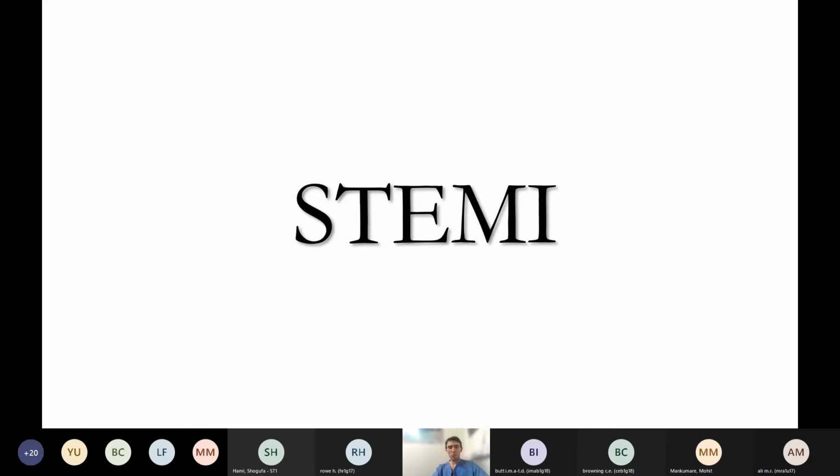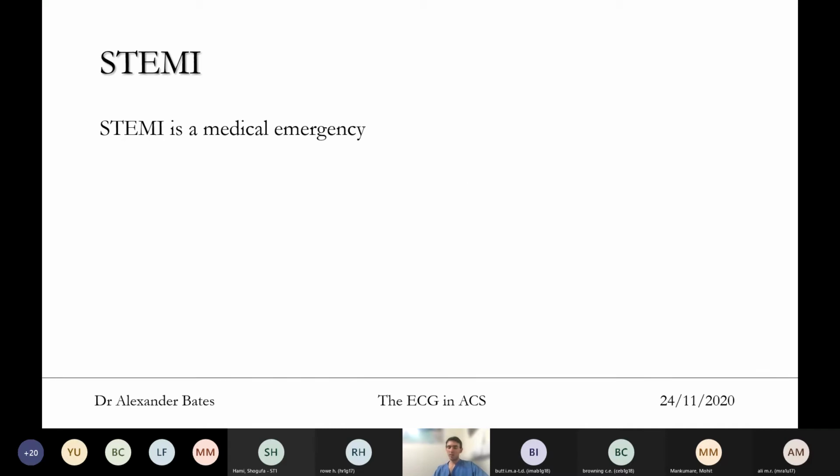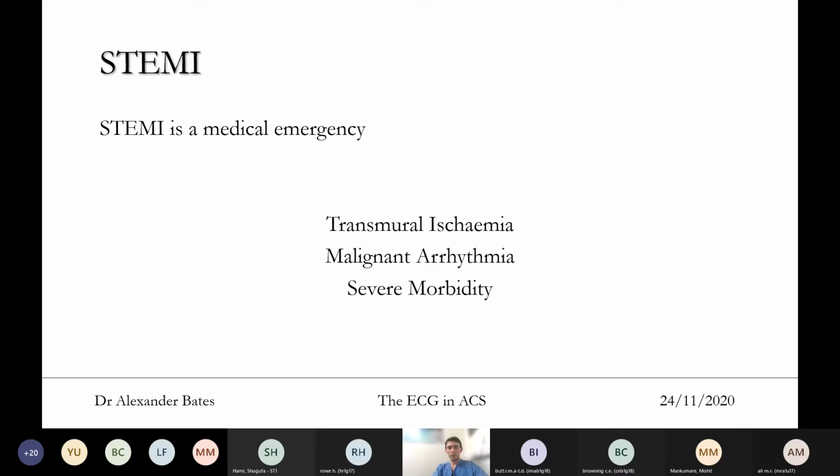Okay, let's move on to STEMIs. STEMIs are a medical emergency. We get very worried about STEMIs. If you have a patient who's having an ST elevation MI, we will be coming immediately. The reason for this is you're having a full thickness MI. A full thickness MI means a large amount of myocardium is at risk of dying. If a large amount of myocardium is at risk of dying, these patients are at risk of dying. They are susceptible to having malignant arrhythmias.